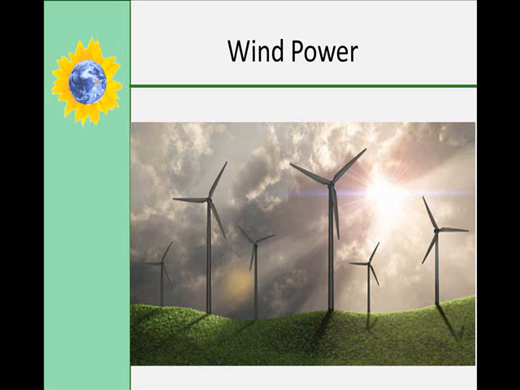The term wind energy or wind power describes the process by which the wind is used to generate mechanical power or electricity. Wind turbines convert the kinetic energy in the wind into mechanical power. This mechanical power can be used for specific tasks such as grinding grain or pumping water, or a generator can convert this mechanical power into electricity to power homes, businesses, schools, and the like.